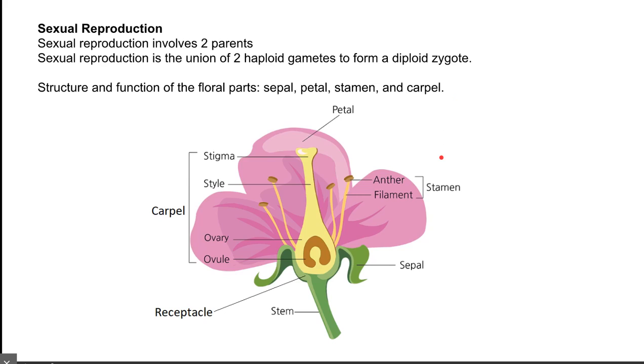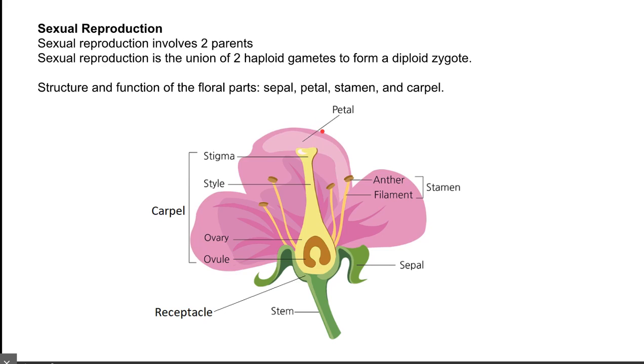You need to be able to draw a diagram of a flower, and label the parts: sepal, petal, stamen, and carpel. So you might draw a line diagram of this structure. Starting from the bottom, we have the stem, which supports the flower. The swollen top of the stem is called a receptacle.